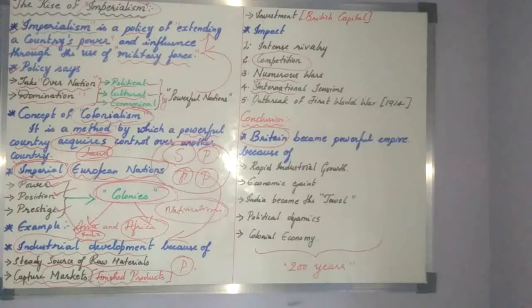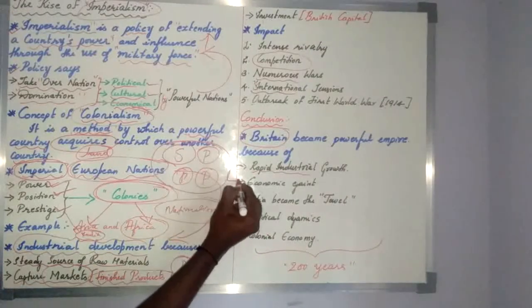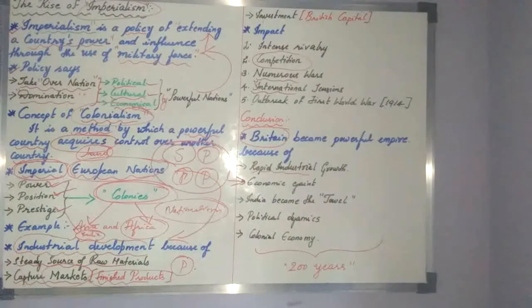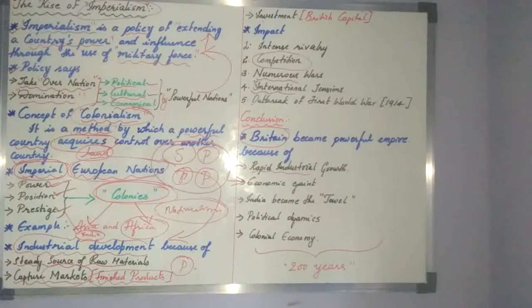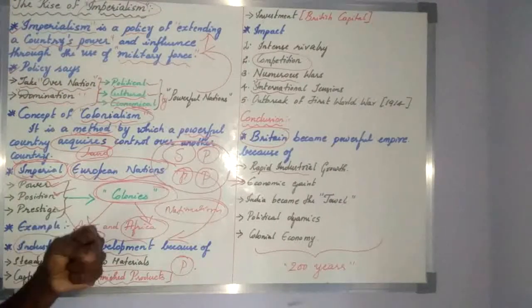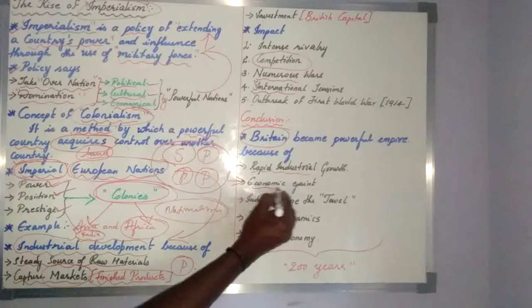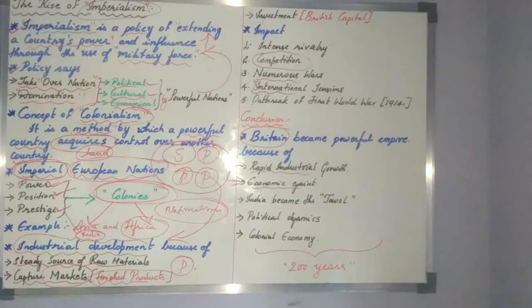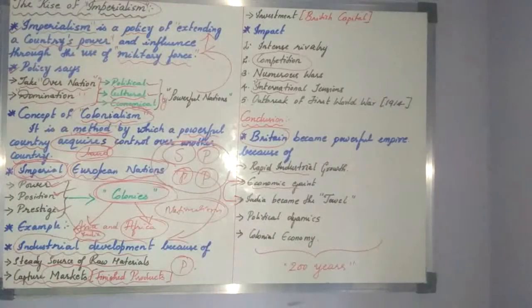That's the first one. The second one is, since they had rapid industrial growth, economic gain. Financially, day by day, the British government grew to a great extent. Financially, they became very powerful. They became very strong, where other countries could not compete with Britain.